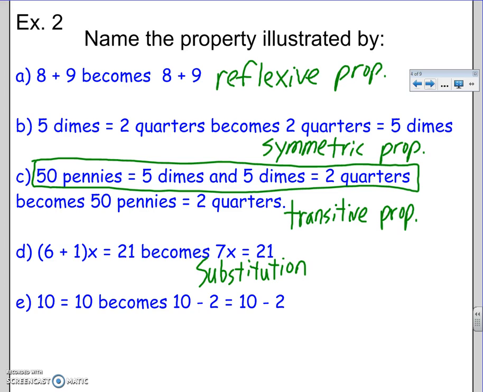This last one, 10 equals 10 becomes 10 minus 2 equals 10 minus 2. What changed? I subtracted 2 from both sides. That's just the subtraction property of equality. I just say subtraction. Subtraction property. All right, be able to identify those.